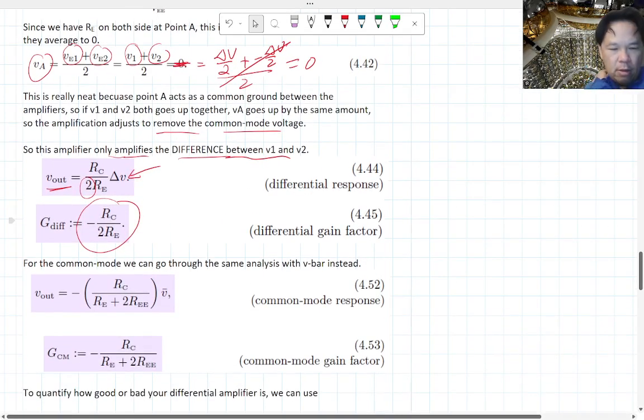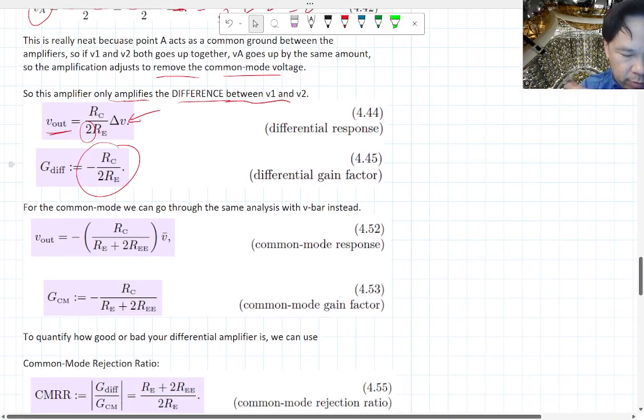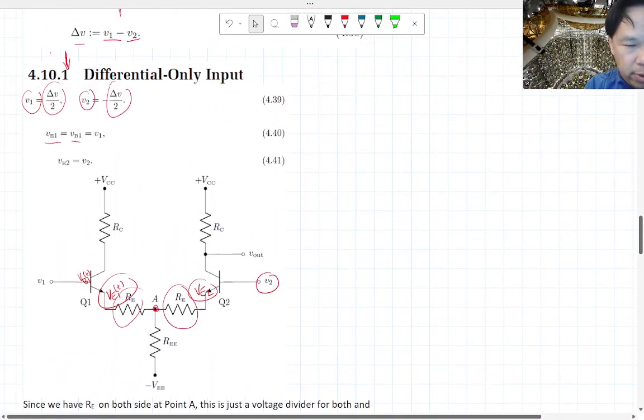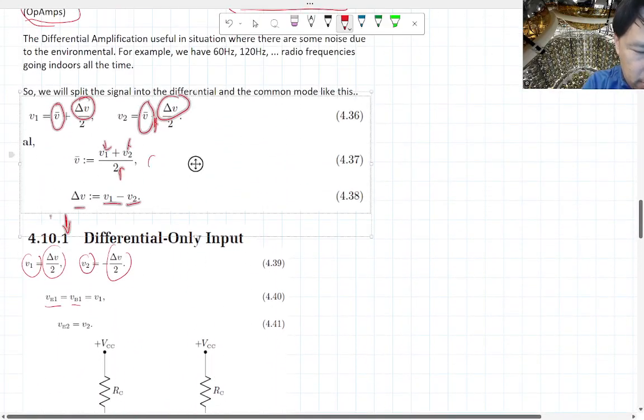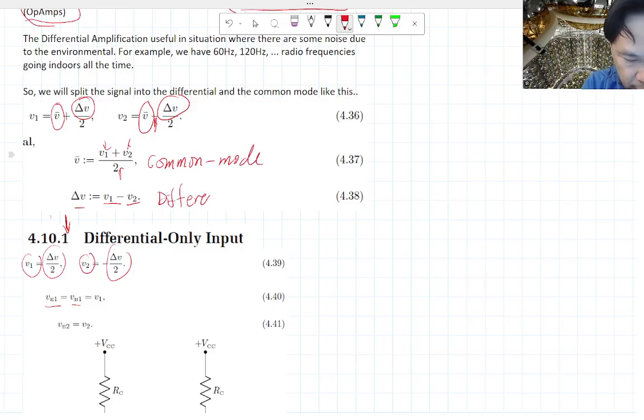For the common mode, there's about a page of algebra on this also. I'm just going to give you the result because I want to show you the next important concept real quick. For the common mode, we can go through the same analysis, but instead of plugging in delta V, you plug in V bar instead, because that's the common mode part. We go up here. This is the common mode. This is the difference.